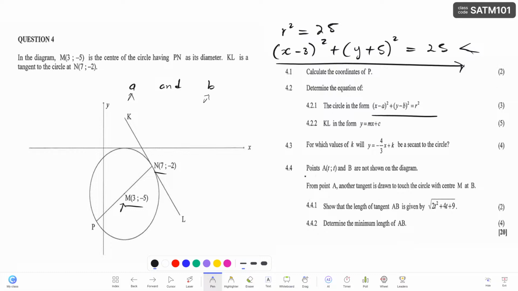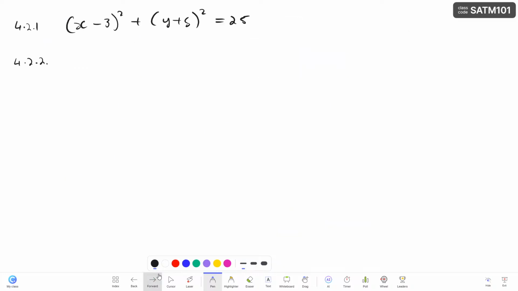So in order to determine the equation of KL, firstly we need to calculate the gradient of the radius, the gradient of MN. So let's use MN because those are the coordinates that were given. Let's not use P, because if we got P wrong, it's going to make the rest of the question wrong, especially this one. And there's 5 marks. You can't afford to lose 5 marks. So let's use MN. So we are going to firstly calculate the gradient of M, N.